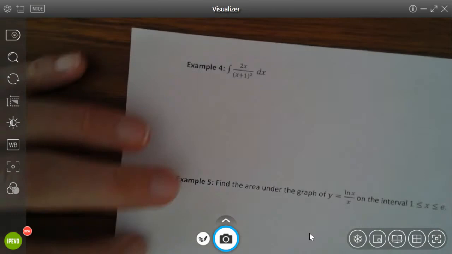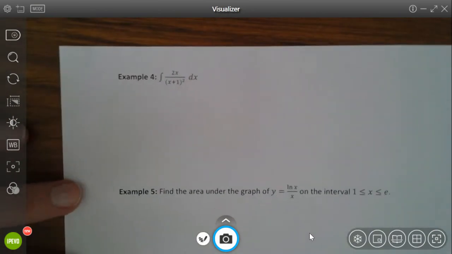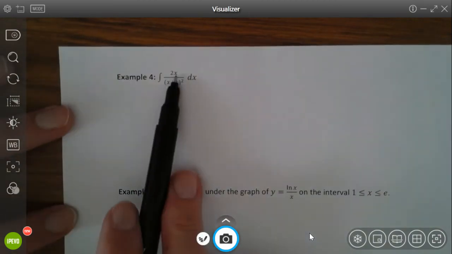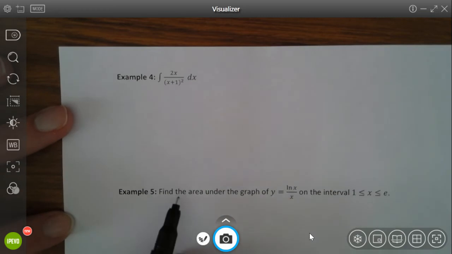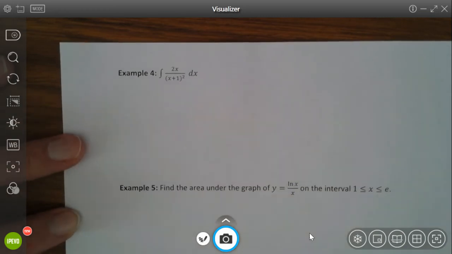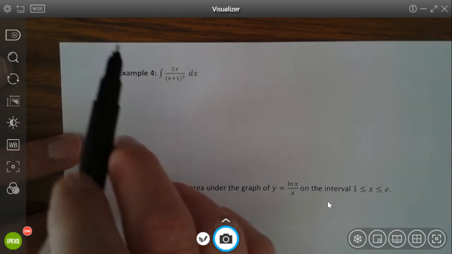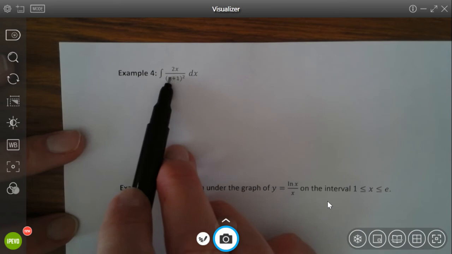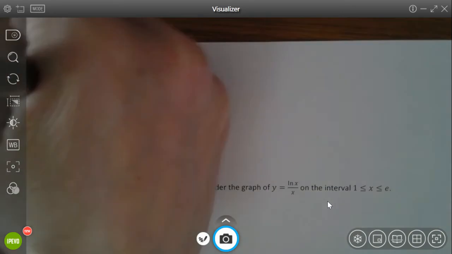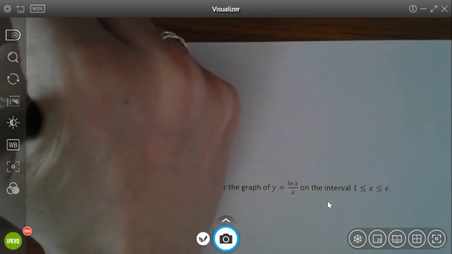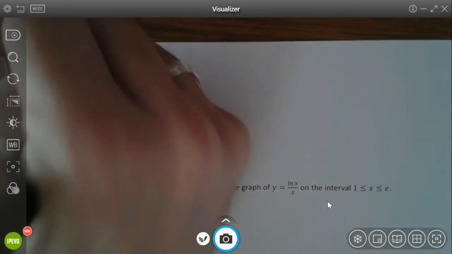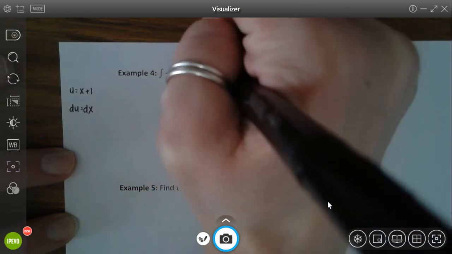All right, so we'll look at one more integral problem, and then we'll look at a couple of applications. Example 4 is going to be a little bit different. This is going to involve a couple of steps in order to do our substitution. But again, I'm going to look in the denominator and set my u equal to the stuff that's being squared. So u is going to be equal to x plus 1. That gives me a du equal to dx. Go ahead and do that substitution.